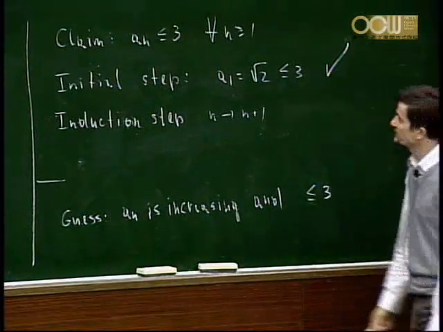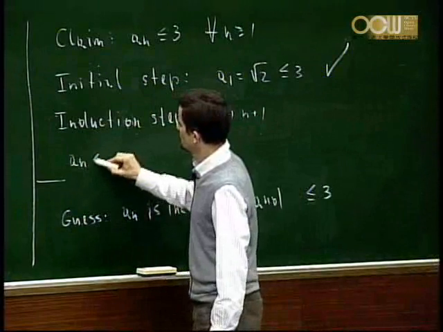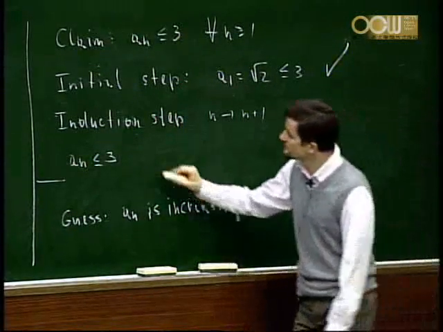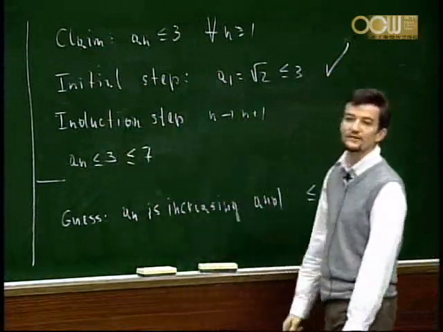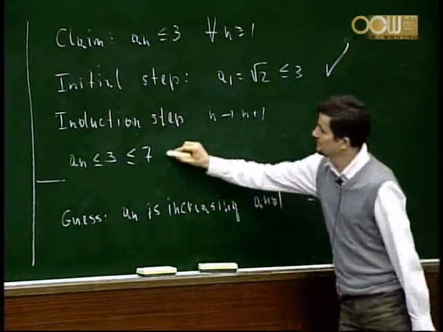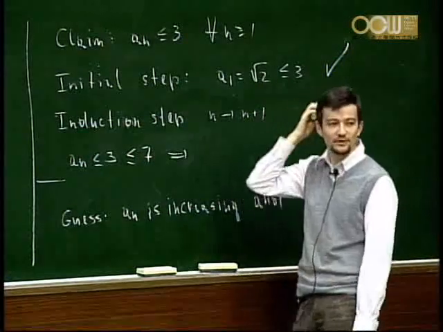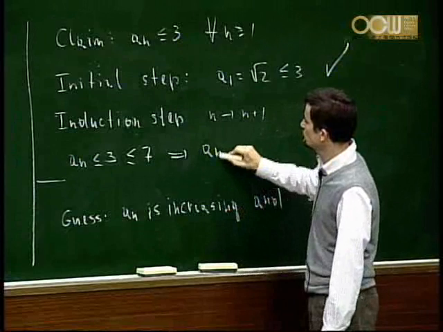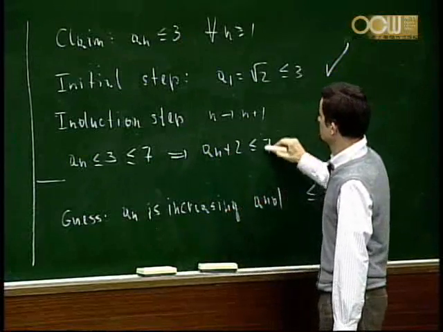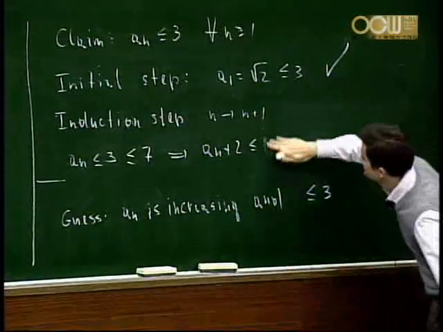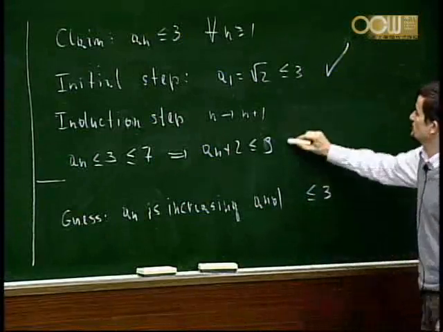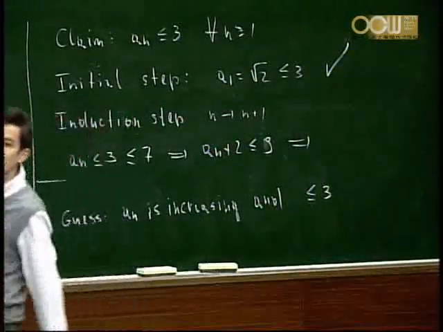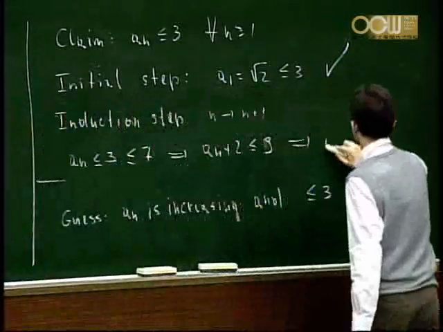Okay, so what we know is that an is smaller equal than 3. Now, this in particular means that an is smaller equal than 7. Now, it will become clear in a minute why I want to do this, because that's the reason why I guessed 3 here. Because now you add 2. And now you take the square root. But if you take the square root here, you get an plus 1. So you see that an plus 1.